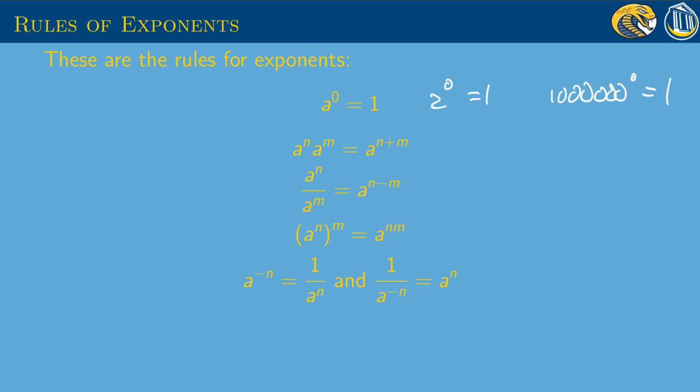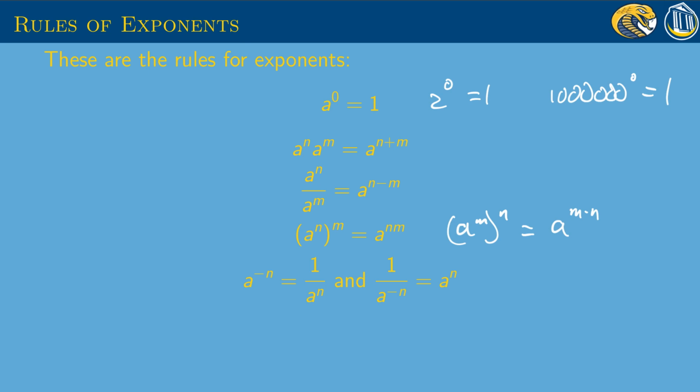Next, we'll look at what happens when we have an exponent of an exponent. If we have a to the n raised to the power of m, then we just multiply those exponents together and we get a to the n times m. This also works if we have a to the m to the power of n. The same thing will happen. We'll get a to the m times n, which is the same thing as before.